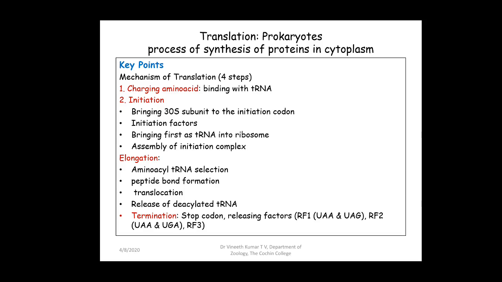Initiation, I have subdivided into four steps. The first is bringing the 30S subunit to the initiation codon, with initiation factors, then bringing the first tRNA into the ribosome. Then, assembly of the initiation complex, which is followed by elongation. The first step is aminoacyl-tRNA selection, then peptide bond formation, translocation and release of the deacylated tRNA, and the last one is termination. So these are the sections we are going to discuss.